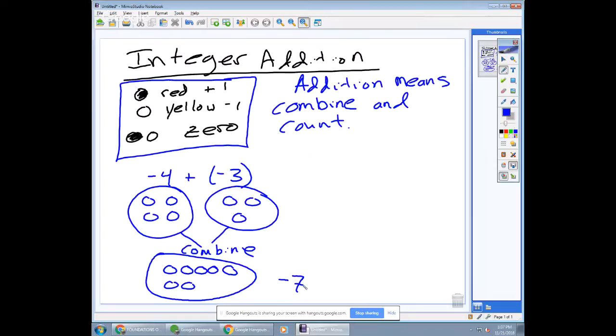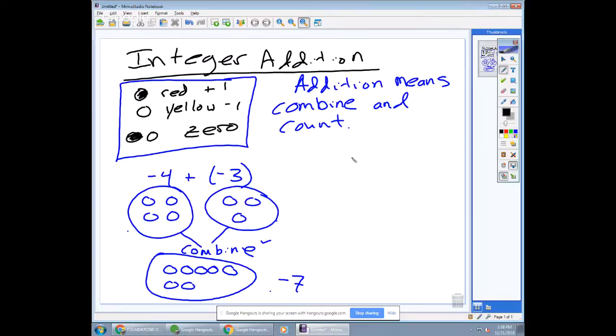So illustration-wise, it's going to look something like this. I start off with a set of -4 and a set of -3. I need to combine them and then count and see what I have. So pretty straightforward. It's -7. Looks a lot like 4 plus 3, right? Okay, so no big deal there.